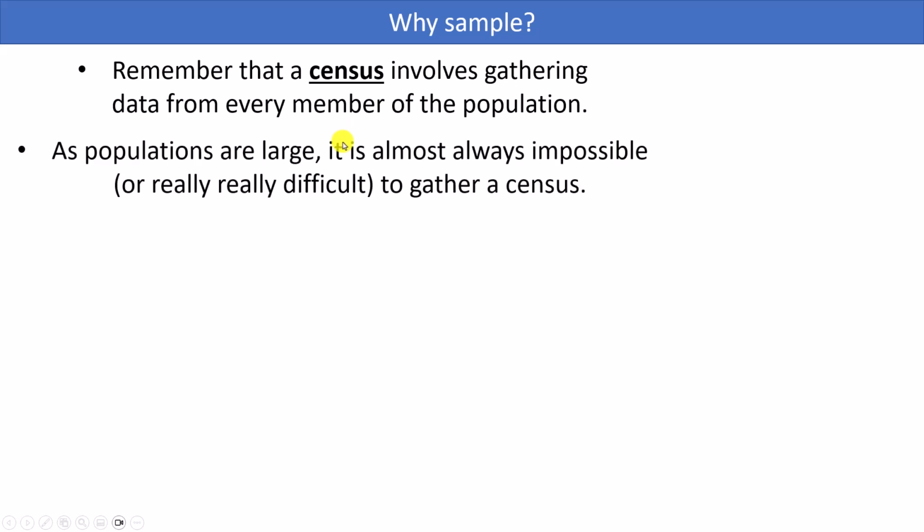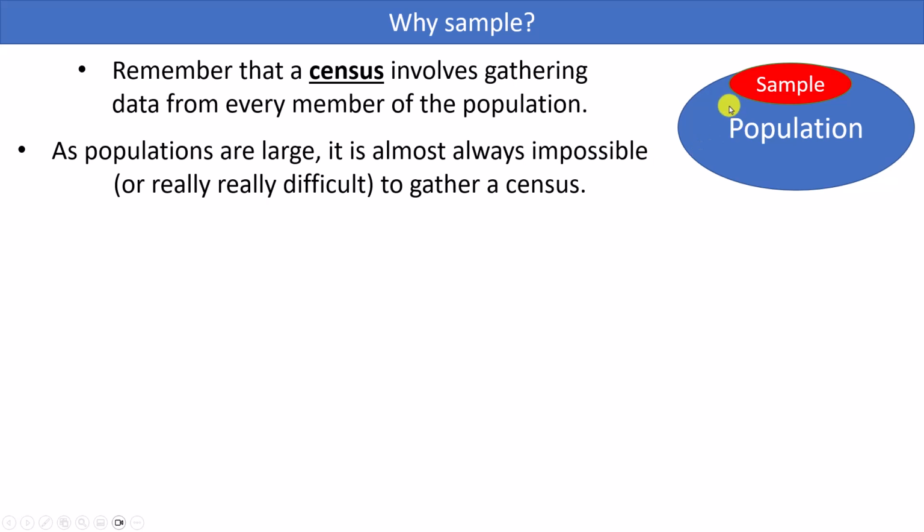But as we've said previously, populations are typically very, very large. They can sometimes contain thousands or even millions of individuals. So in most cases, it's going to be impossible or very, very difficult to gather a census. So in most cases, researchers are going to be settling for a sample, a subset of the population, and hoping that their sample is somehow representative of the population, which really just means it's the same as the population, just a smaller group.